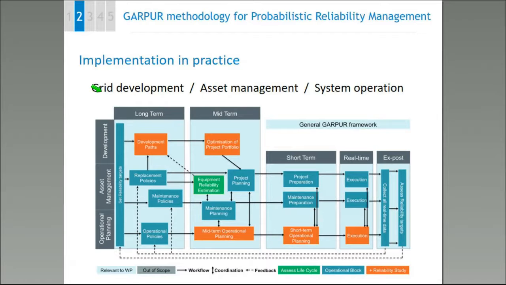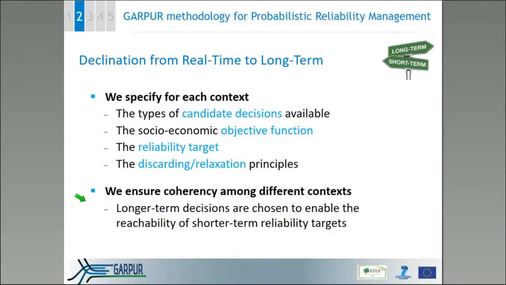So to finish this part of the presentation, this graphic shows the different contexts in which we want to apply this general idea, the so-called GARPUR RMAC framework, from long-term to mid-term to short-term and then real-time, and to cover both grid development, asset management, and operation planning, as Obion also already has explained in this introduction. So for each one of these contexts, we have to formulate an RMAC, and so we have to define the different ingredients that I have just explained.